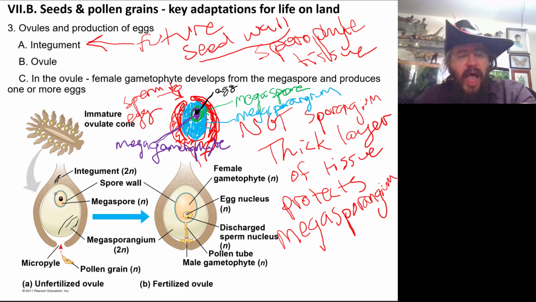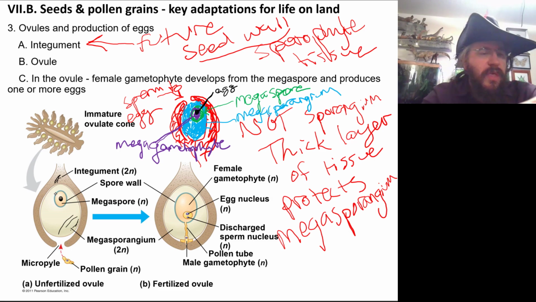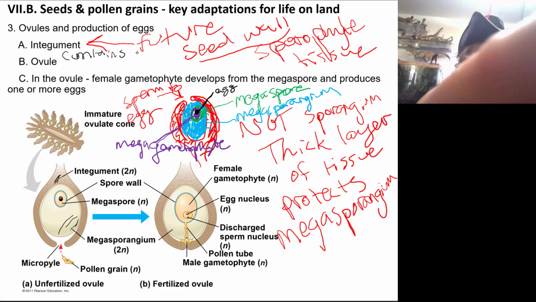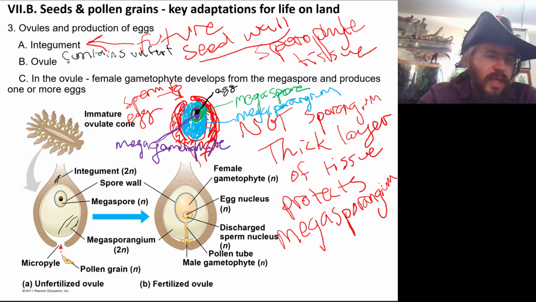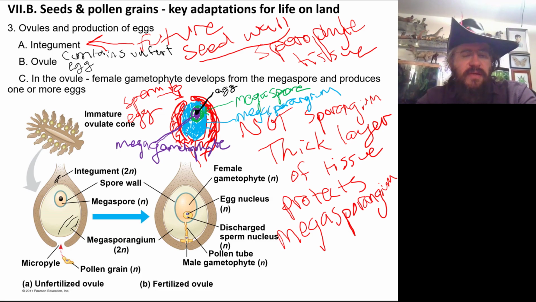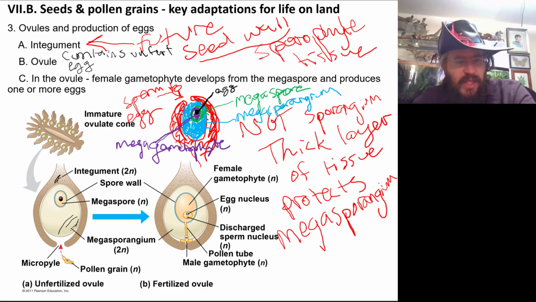So, an ovule is a term for not yet fertilized. Basically, the ovule is the whole structure that contains the unfertilized egg. It will go from fertilized ovule to seed very quickly. So when I throw around ovule, think before seed, right?